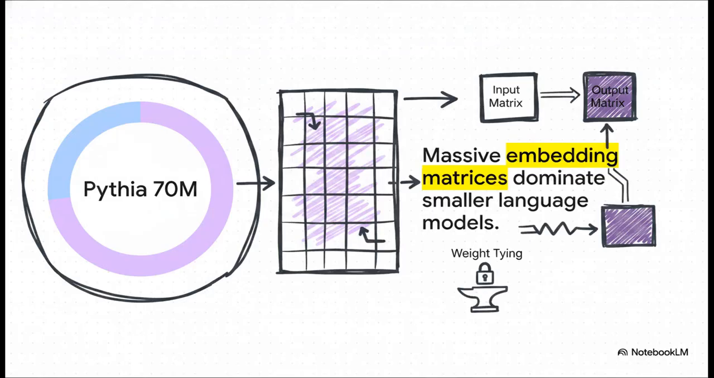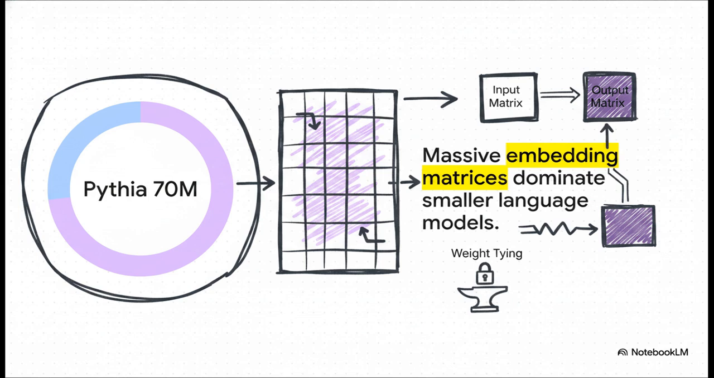All right, checkpoint 2, embeddings and weight tying, the translation department. Once our text is chopped into discrete IDs, it desperately needs translating into continuous math. This happens via the embedding layer, which acts kind of like a massive, high-dimensional lookup table. But here's the catch. This table is incredibly heavy.